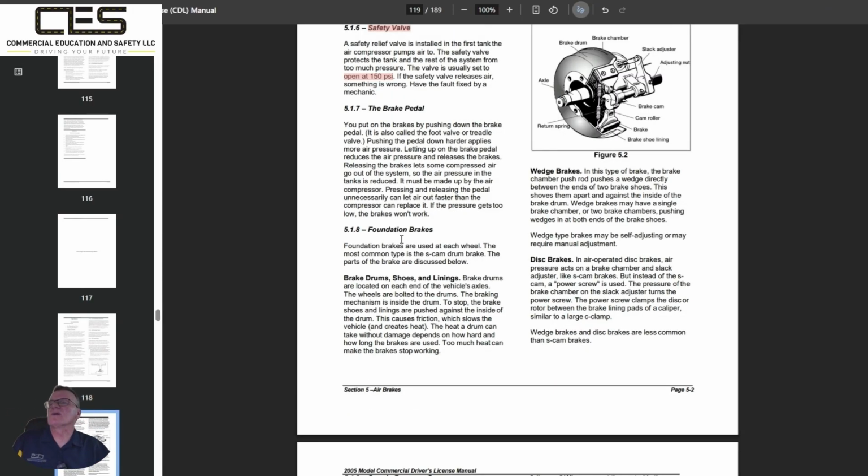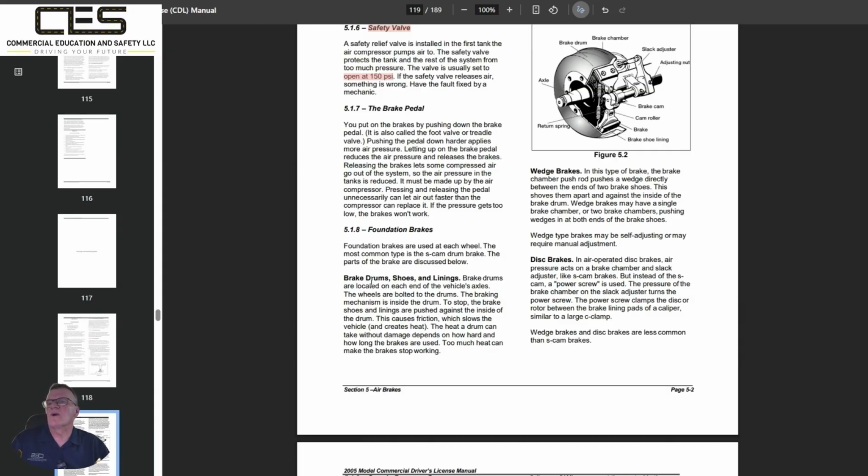5.1.8, foundation brakes. Foundation brakes are used at each wheel. The most common type is the S-cam drum brake. The parts of the brake are discussed below. So S-cam, and we'll talk about that in the diagram on the right hand side of the page here in a second. So they also have wedge style. I've been driving since 1994. I've never seen a wedge style. The one that I've always seen and never seen a different one has always been the S-cam, and we'll show you what's called an S-cam here in a minute.